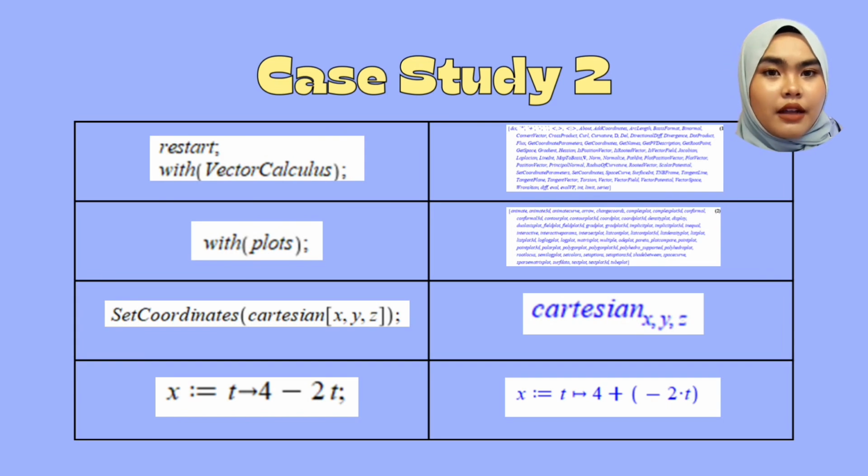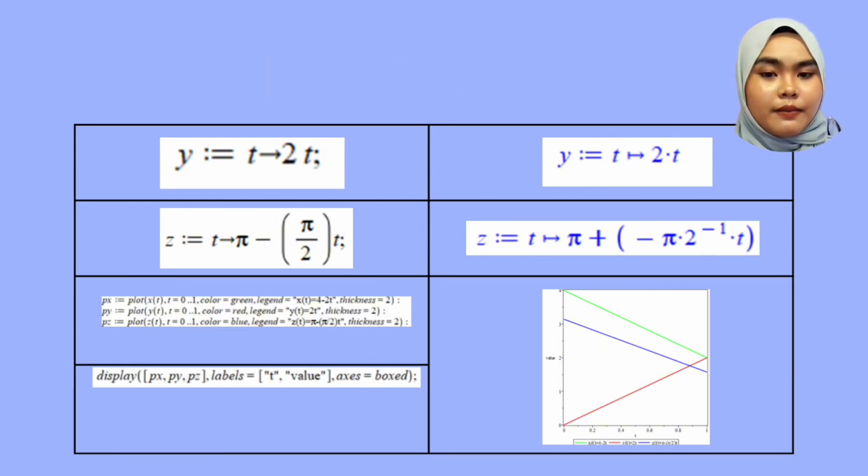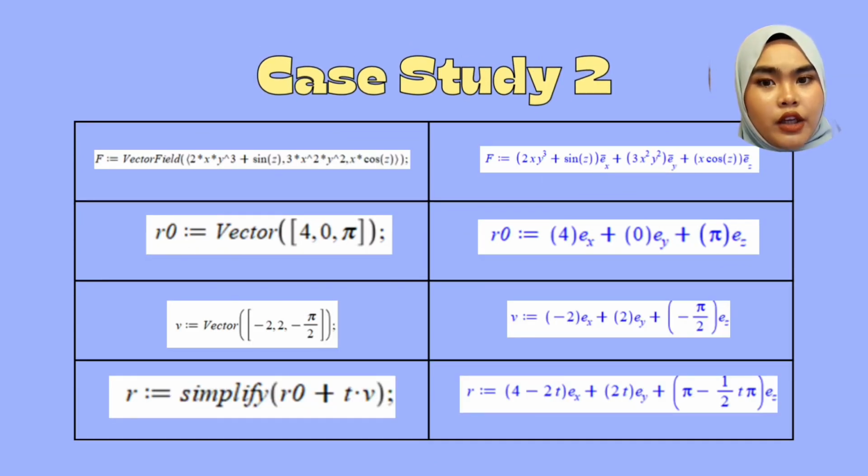Now we'll be moving on to case study 2. Like the previous Maple command, we use restart and then with(VectorCalculus), and to plot the graph we use with(plots) and set the coordinates to Cartesian x, y, z. Then we set up the variables, just like this, and we continue to display the graph. Given the vector field 2xy cubed plus sin z, 3x squared y squared, x cos z, we determine the parametric equation, which is r0 equal to vector 4, 0, pi, and v vector -2, 0, -pi/2, and then we calculate r equal to simplify r0 plus tv, and we get 4 minus 2t, 2t, pi minus 1/2 pi t.